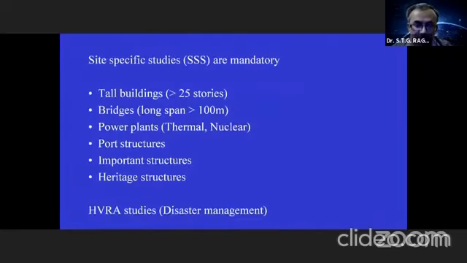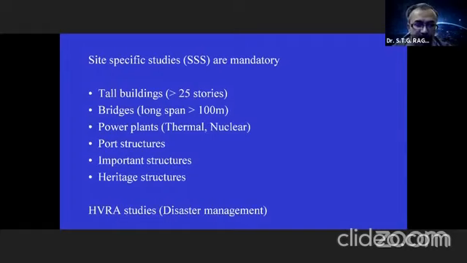Apart from this, most of you may be knowing about site specific spectra. Nowadays these are mandatory, and many clients are asking for them. Suppose you're building a tall building, more than 25 or 30 stories, generally people ask whether you have done the site specific spectra or not. Our code says you have to do the site specific spectra also, compare it with the IS recommended spectra, and whichever is higher, you should use in the design.